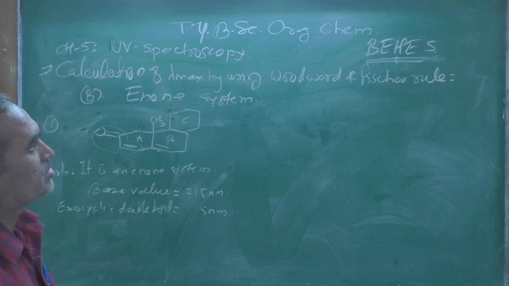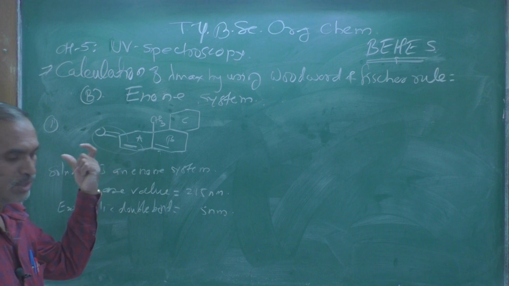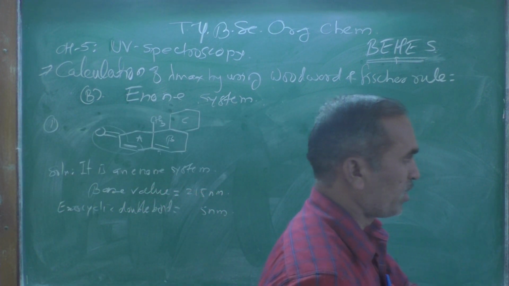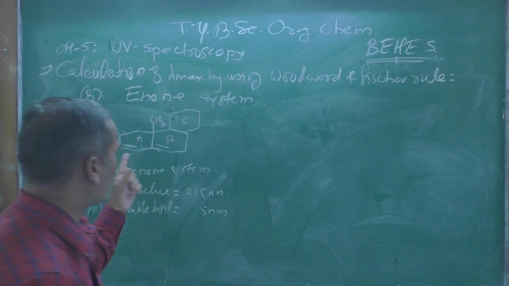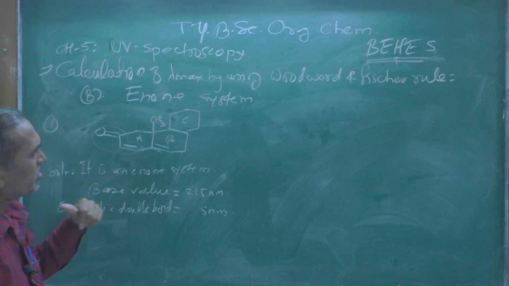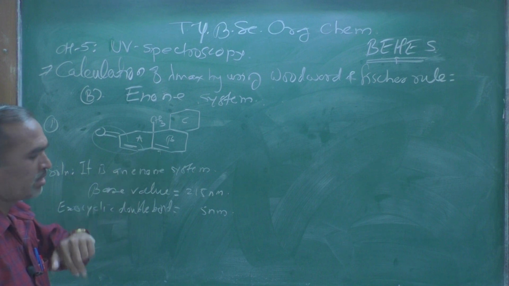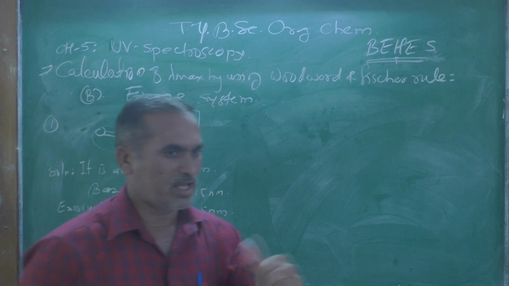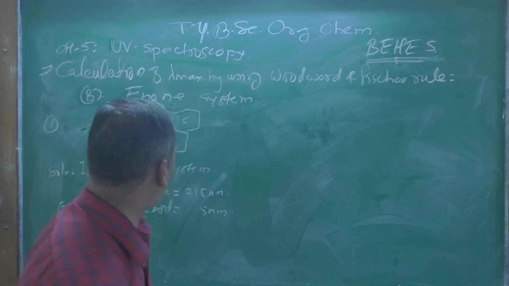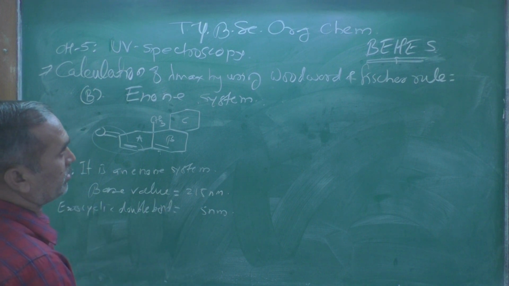Now H stands for homoannular system. Does this molecule have a homoannular system? If you observe this structure carefully, you won't see two double bonds in a ring. A contains only one double bond, B also contains only one double bond. So there are no two double bonds present in the same ring, and therefore there is no homoannular system. No need to write anything here.